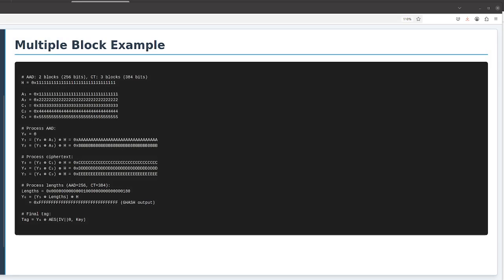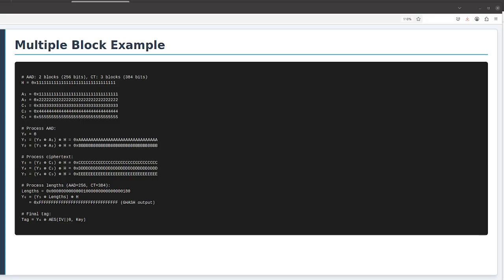Multiple block example. Let's work through an example with multiple blocks to see how the accumulator builds up. This will show how GHASH processes longer messages and how each block contributes to the final tag. Setup: AAD is 256 bits, 2 blocks. Ciphertext is 384 bits, 3 blocks. H is 0x11 ending with 11. Let's denote the blocks as A1, A2 for AAD and C1, C2, C3 for ciphertext.